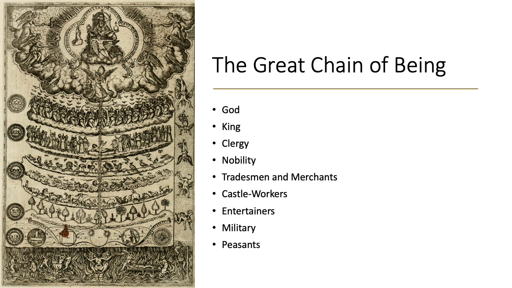So the idea of the great chain of being ran through all of society. You had a specific place and a specific role. In terms of language, if you remember from our previous lessons, the people at the top, so the people in power, such as the king and the clergy and the nobility, and to some extent tradesmen and merchants, would have spoken predominantly French or Latin. So their language would have been quite distinct in terms of distinguishing those people in power.